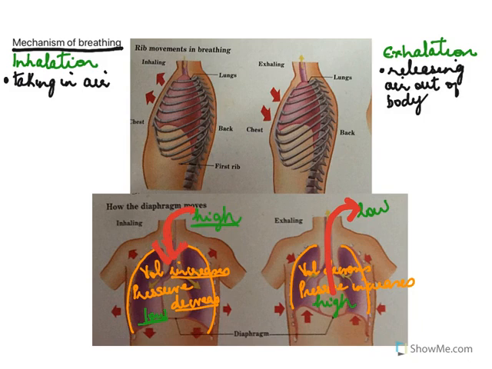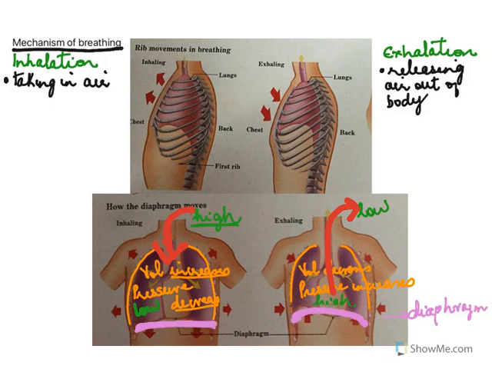Now next we will see why this thoracic cavity increases and decreases in size. There are two things that increase and decrease the size of the thoracic cavity. One is the movement of the ribs, and the other is the movement of the diaphragm. Now we must also know what the diaphragm is. The diaphragm is a special muscle present at the end of the thoracic cavity here.